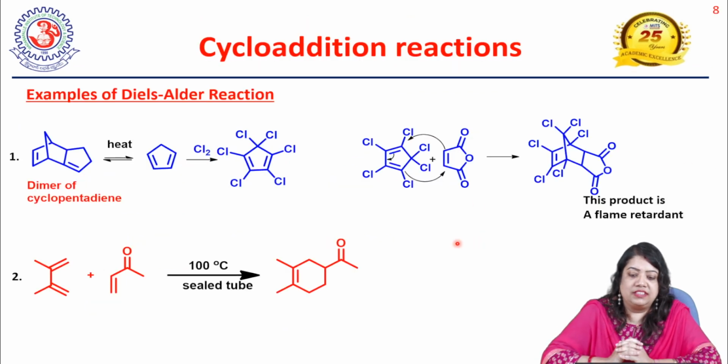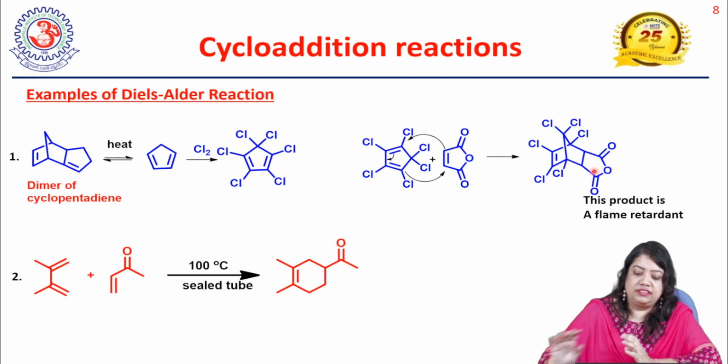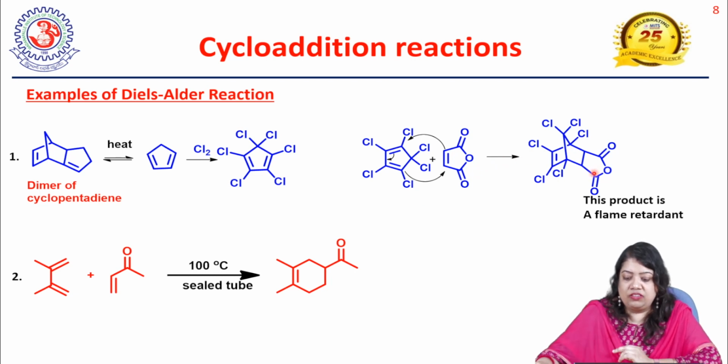Now I am going to discuss some classic examples of Diels-Alder reactions. The first example is reactions with cyclopentadiene. Now this is the dimer of cyclopentadiene, and when this molecule is heated, it gives cyclopentadiene. When this cyclopentadiene reacts with chlorine, it gives perchlorinated cyclopentadiene. When this perchlorocyclopentadiene reacts with maleic anhydride, it gives this molecule. This is a complicated molecule and could be synthesized in a single step through this Diels-Alder reaction. This molecule is a flame retardant.